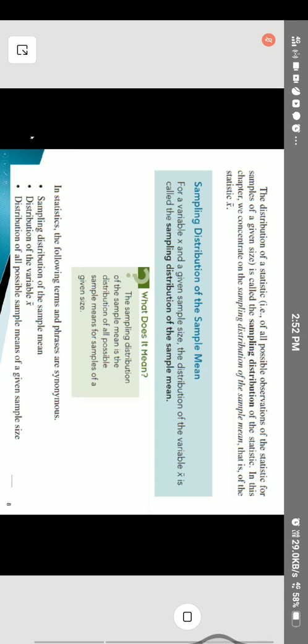Okay, in statistics, the following terms and phrases are synonyms. When you say sampling distribution of the sample mean, distribution of the variable X, or distribution of all possible sample means of a given sample size, you are referring to the X bar.